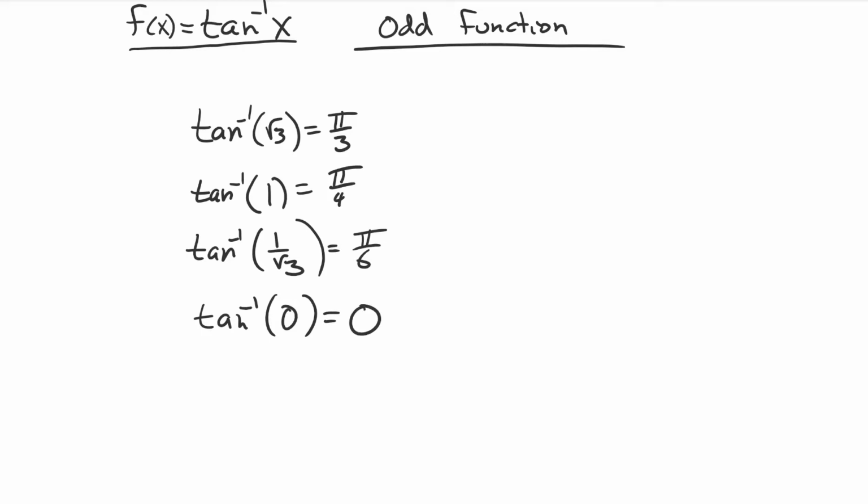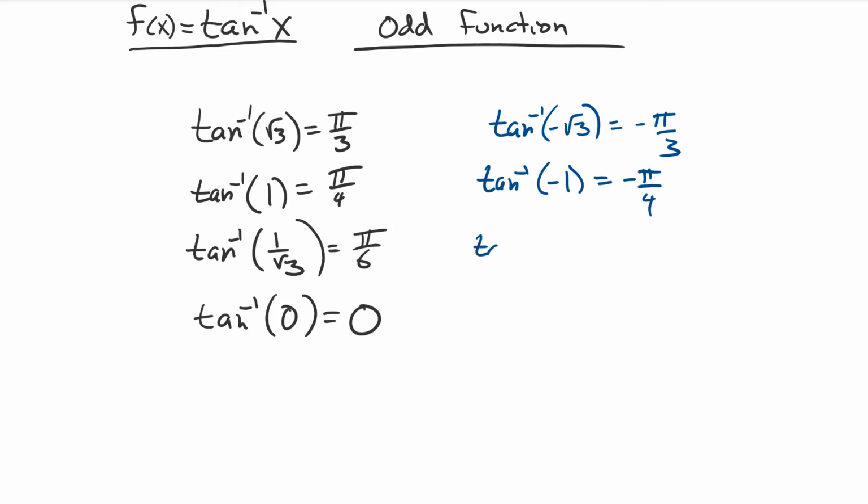Because inverse tangent is an odd function, we could also say these. Inverse tangent of negative root 3 is equal to negative pi over 3. Inverse tangent of negative 1 is equal to negative pi over 4. Inverse tangent of negative 1 over root 3 is equal to negative pi over 6. And I can't use inverse tangent of negative 0, since it's the same as 0. Not needed.